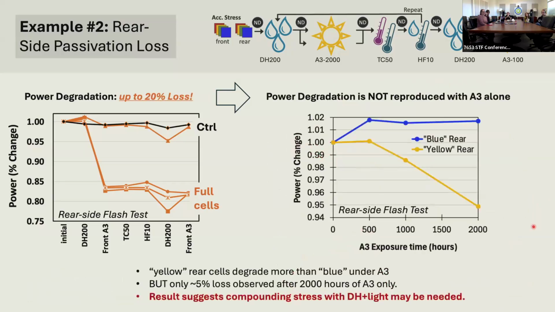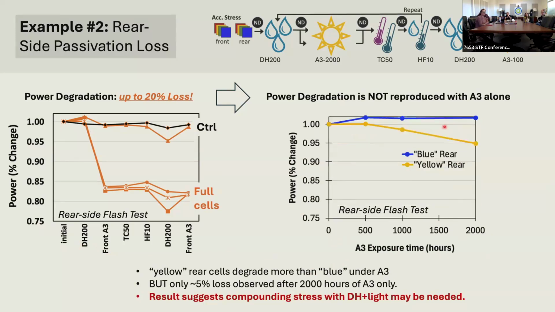So then to understand this degradation further, we performed extra testing of light exposure. So if you look at this sequential stress sequence, you see that there's a damp heat step here before our light exposure. So you might naturally ask, was the damp heat required for this degradation, or would this have happened anyway just by putting the samples under light? So in this test over here, we did the same duration of light exposure under A3 conditions. And you do see that the yellow rear cells degrade more than the blue rear cells.